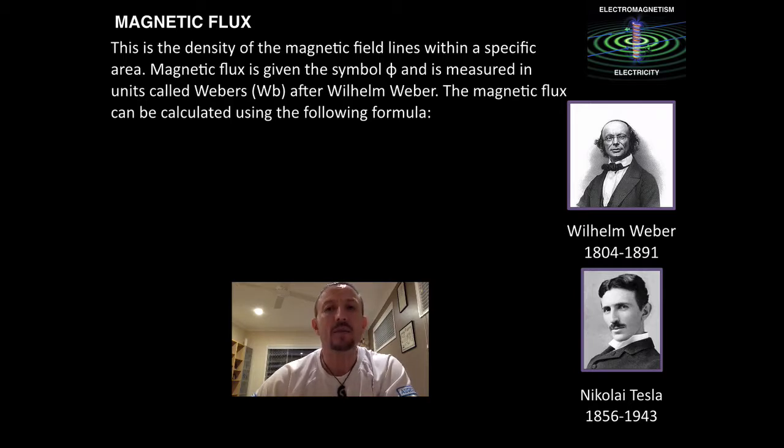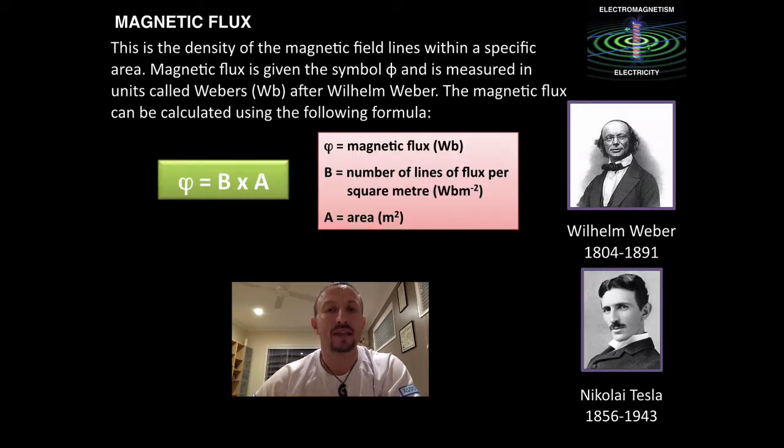Now basically what magnetic flux works on is the principle that a magnet will generate a series of field lines which are coming out. And we saw that in the previous video when we looked at magnetic fields. And what a flux does is to try and determine the number of field lines per unit space. So we're looking basically at the density of those magnetic field lines within a specific area. Now this can be calculated using the following formula.